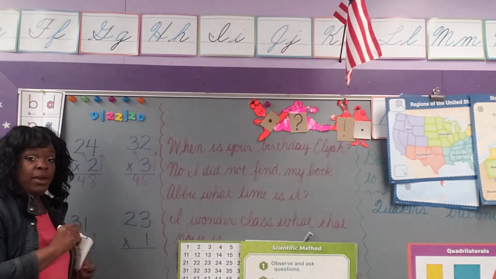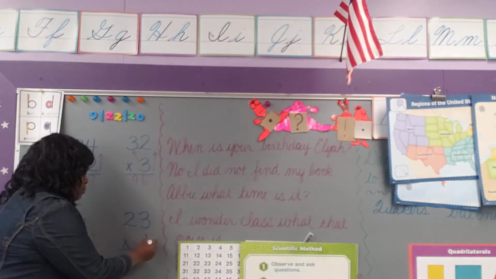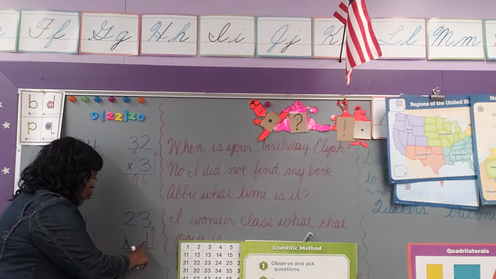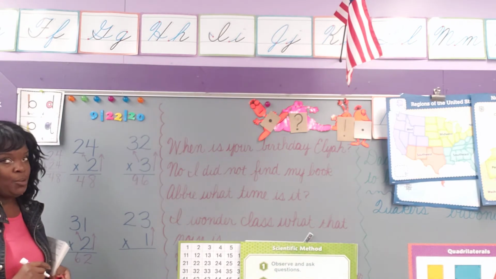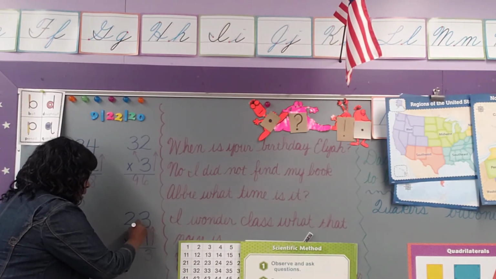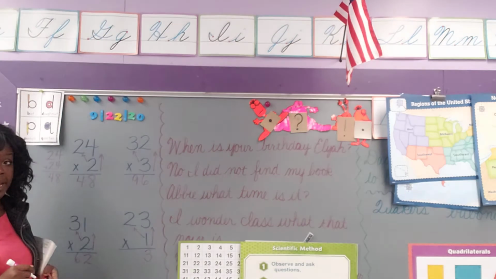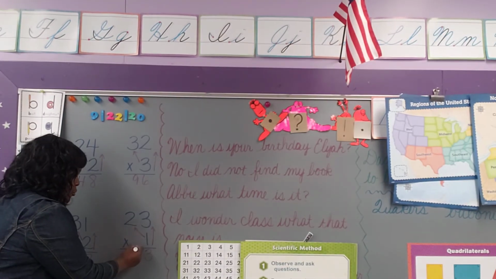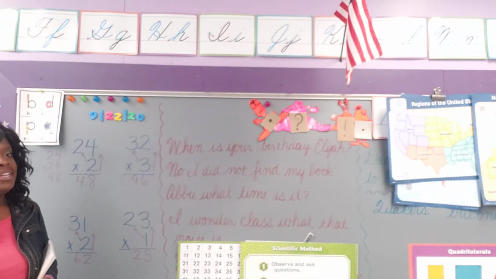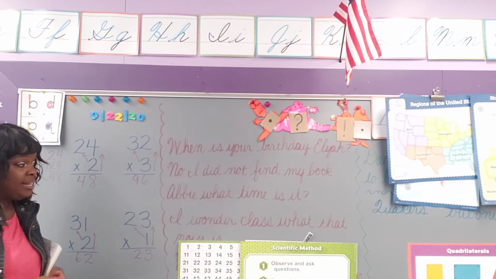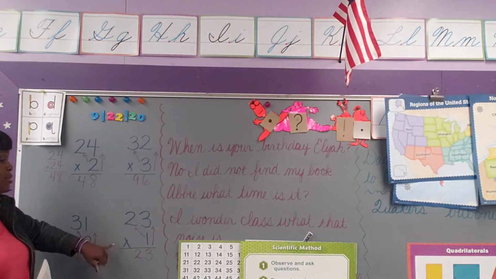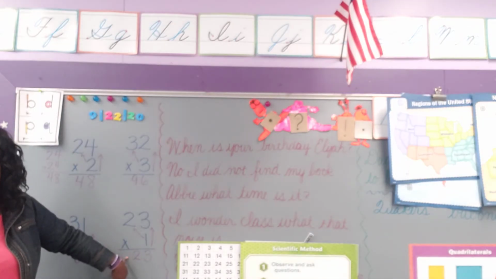So I start in my ones place. I simply multiply my bottom times my top. 1 times 3 equals 3. And then I multiply my bottom number times my tens place. 1 times 2 equals 2. Plus, we already know that anything times 1 is always that other number. It's always that other number. So that one would be a definite easy one to get.